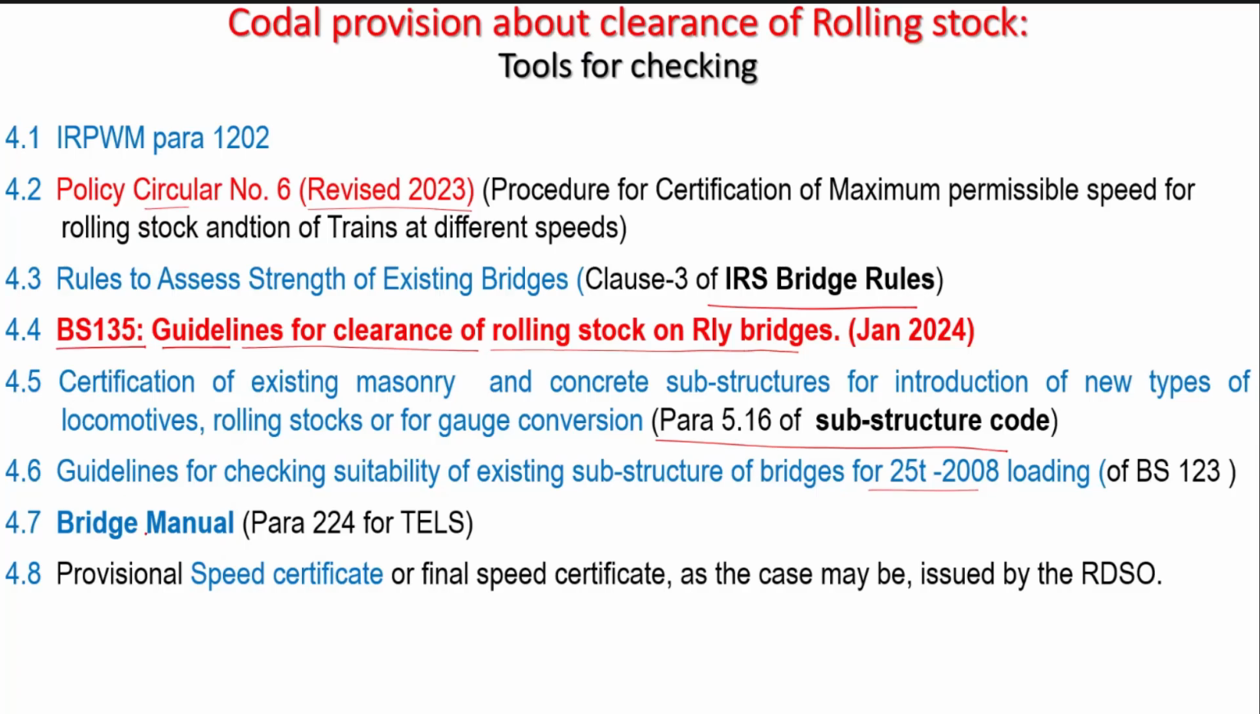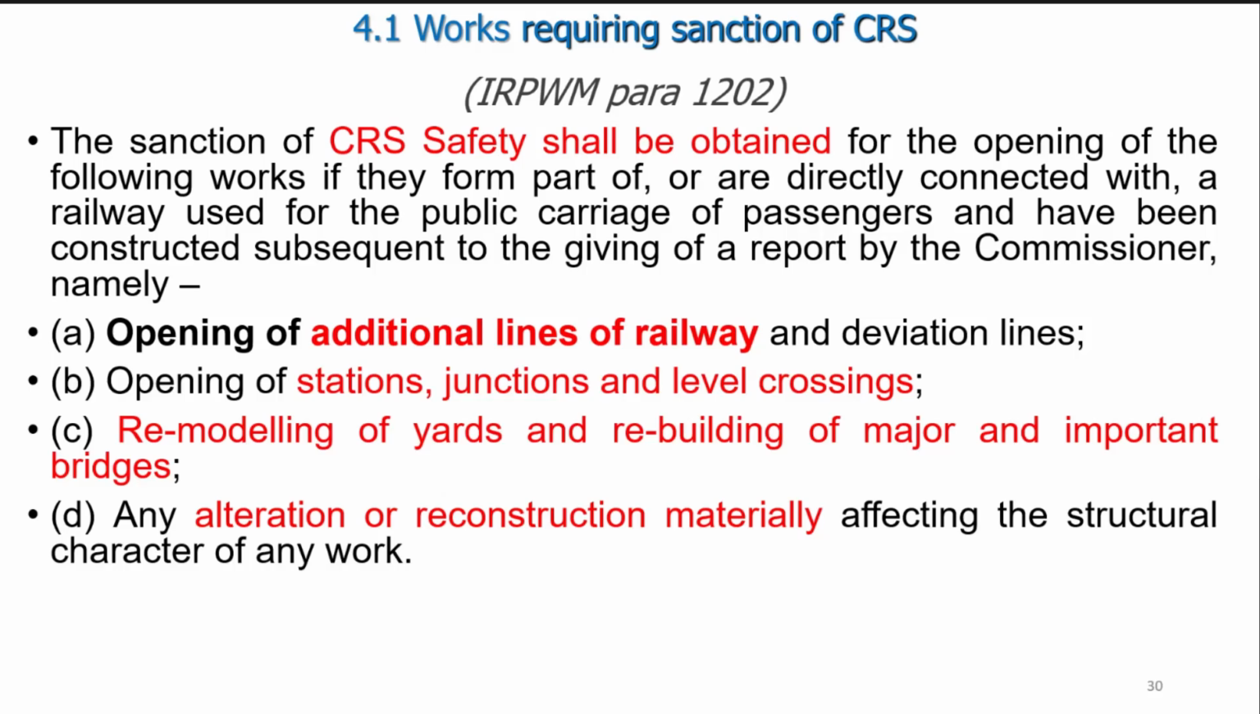Third, we will discuss the TLS, the instructions given in the bridge manual, and the provisional speed certificates issued by the RDSO. We will be covering that part. So this is about IRPWM para 1202 about the CRS.